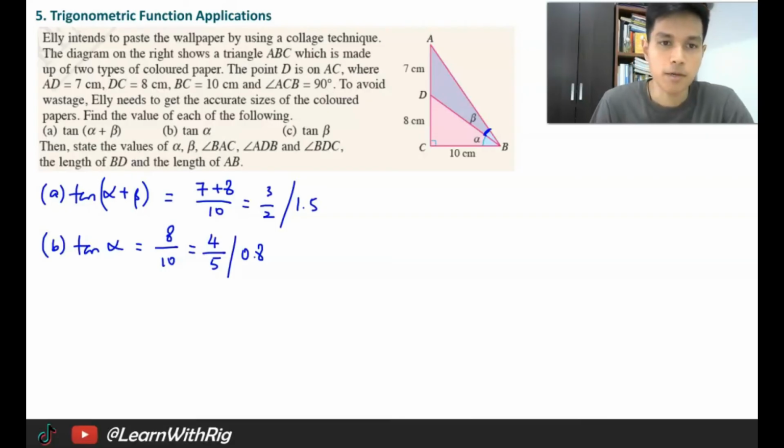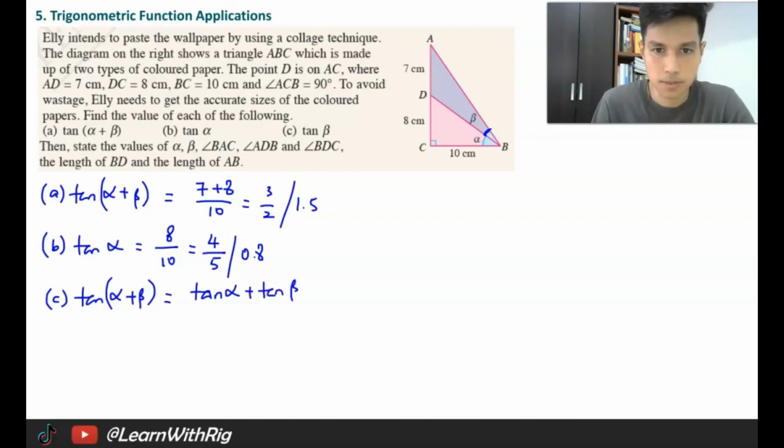What you can do is you can make use of this one. Because you know what is tangent alpha plus beta, right? You have to use the formula. Okay, wait, let me write here. Tangent alpha plus beta, use the addition formula, equals tangent alpha plus tangent beta over 1 minus tangent alpha tangent beta. We have to rearrange this to find the tangent beta. Clear? Okay. So we already have this 1.5.